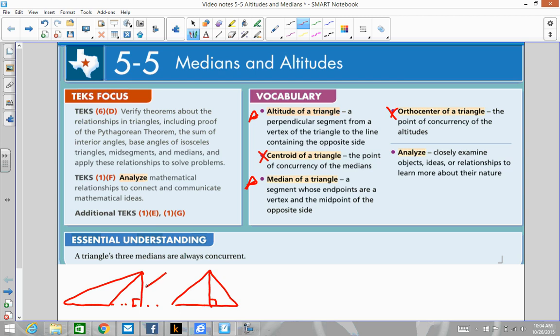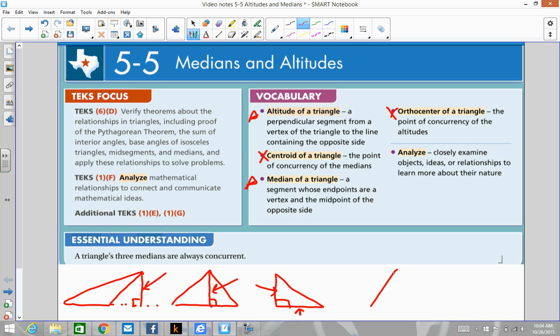So this is the altitude here, this is the altitude here. They can be inside the triangle. They can even be on the triangle, as in this one. This is a right triangle. That side is the altitude, or the other side that's a right angle. This could be the altitude, either one. But all triangles have three altitudes.